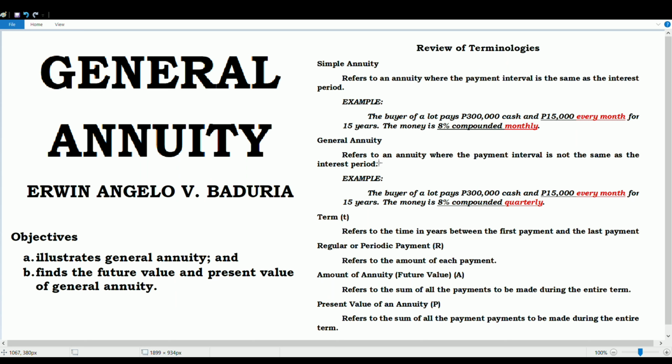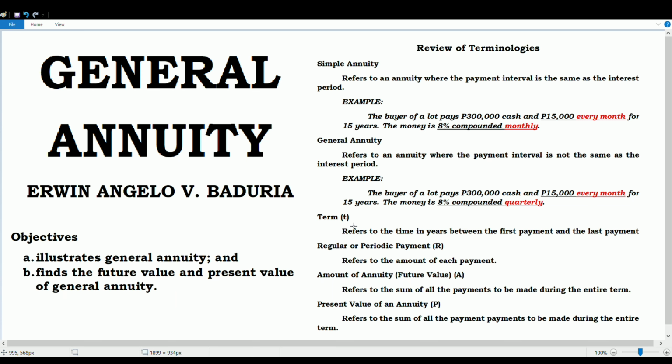For general annuity, this is an annuity where the payment interval is not the same as the interest period. Example below, 15,000 pesos every month and an interest rate of 8% compounded quarterly. The regular payment of 15,000 and the interest rate have different periods of interval. For the regular payment, we have monthly, and for the interest rate, we have quarterly.